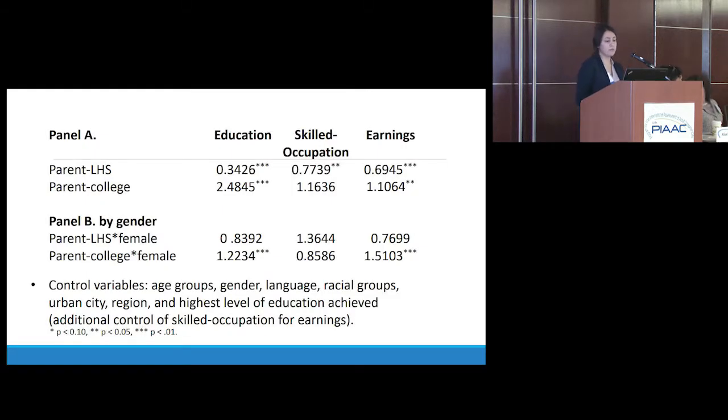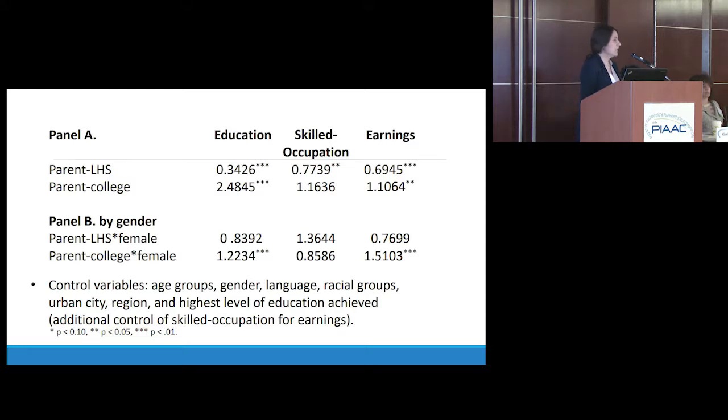These are the results for education, skilled occupation, and earnings using ordinal logistic regression. Again, we see similar results. Here, coefficients are odds ratios. So comparing to 1, we see that individuals with less than high school receive an odds ratio less than 1. So they are less likely than individuals with high school to attain higher education, skilled occupation, and earnings, and vice versa for individuals with college degrees.